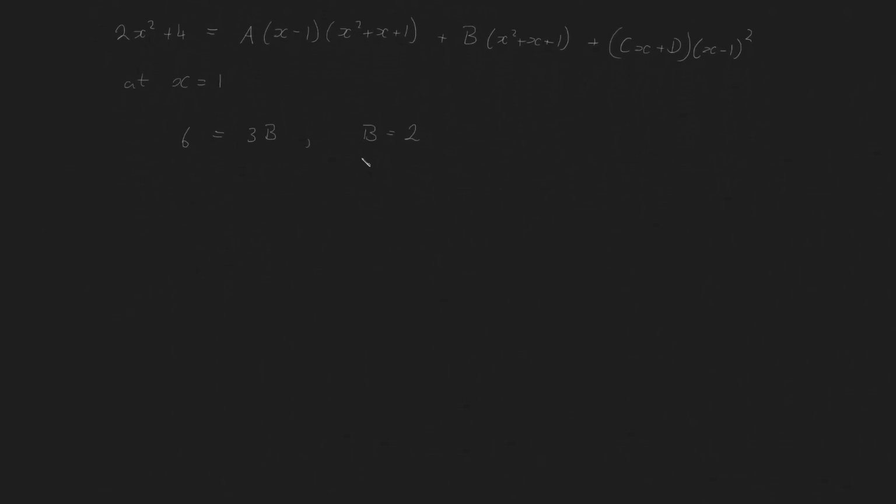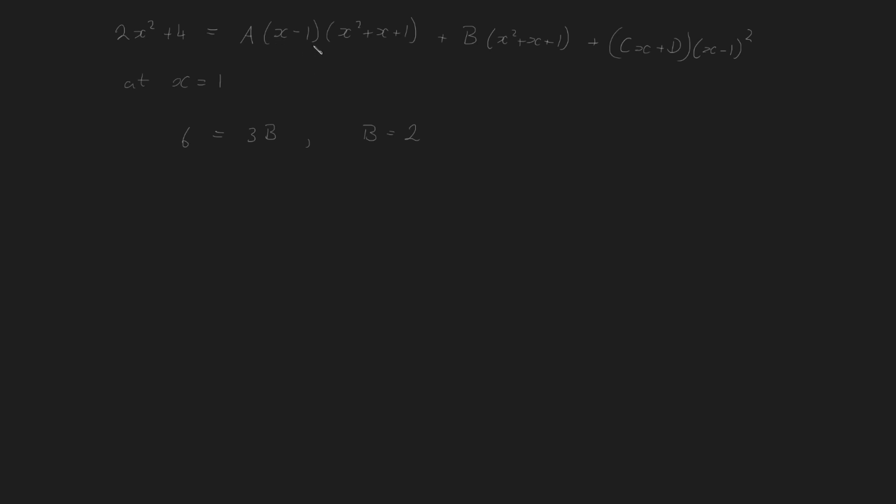So I don't have any other nice values of x. If I put in any other value of x, then I'm going to get an expression which involves a, b, c, and d. And although I can solve it from there, it becomes a little bit messy, so I'd rather not. What I can do instead is look at, say, the highest degree terms that are going to occur.